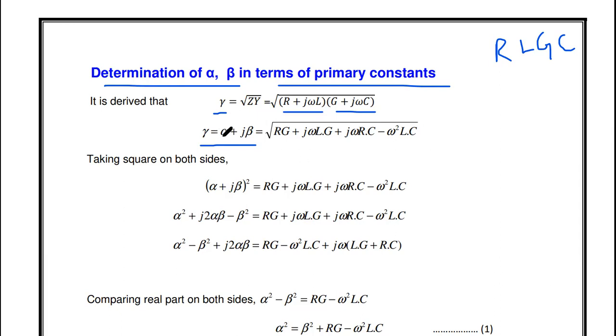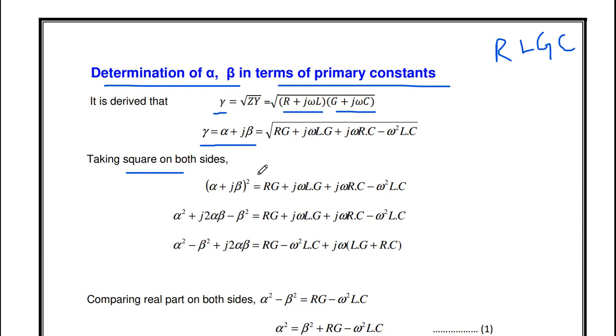So in order to derive the values of alpha and beta, first you take the propagation constant, which is equal to alpha plus j beta equal to this one. So you just multiply these two terms. We will get R into G, then j omega L into G, then R multiplied with j omega C gives j omega RC, then multiplying the last two terms gives minus omega squared LC. Okay, you just expand it. Then the next step is to take the square on both sides.